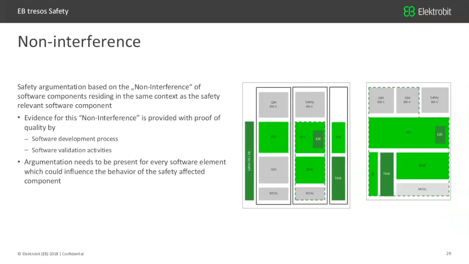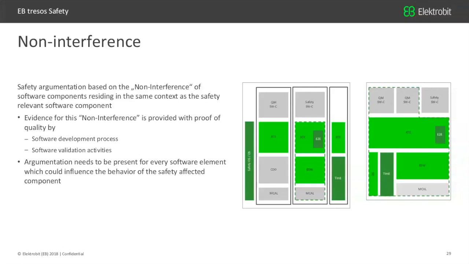Actually, all I just said. Basically, the argumentation here is based on a non-interference argumentation. That means the basic software is not guaranteeing 100% functionality. So there is influence from the QM software parts also on the BSW, and if there is some wrong interaction, it could have influence also on your safety data.